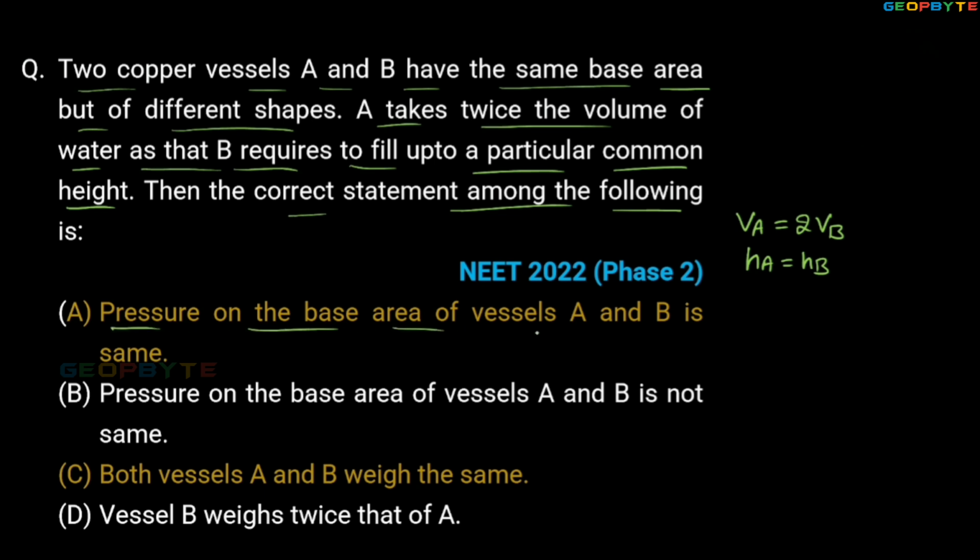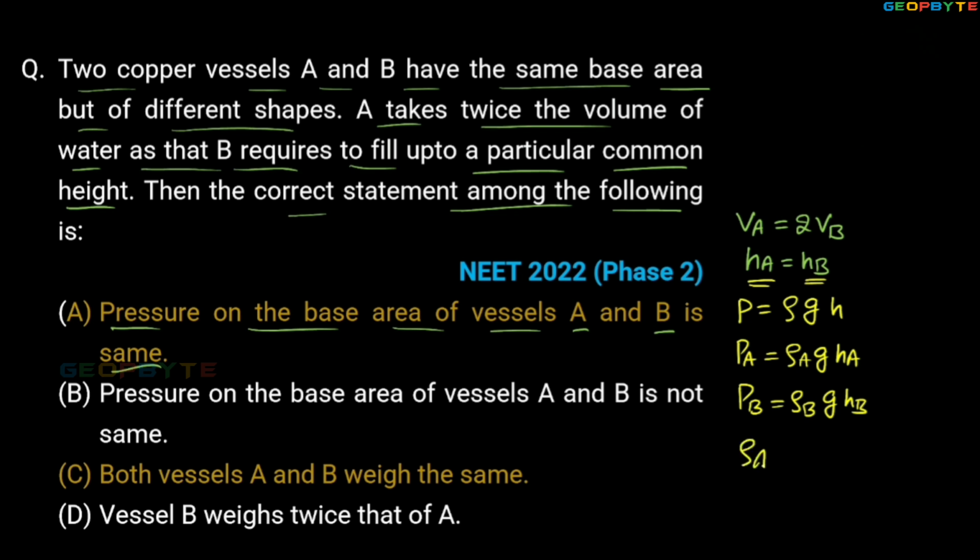Then the correct statement among the following is, look at the option A. Pressure on the base area of the vessels A and B is same. Absolutely correct. As you know, pressure P equal to rho into g into h. Rho remains constant, g constant, HA equal to HB. Then PA equal to rho A into g into HA, and PB equal to rho B into g into HB. Remember, rho A equal to rho B. Therefore, since HA equal to HB, I can say that PA equal to PB. Option A is absolutely correct. Understood? Look at the other options.